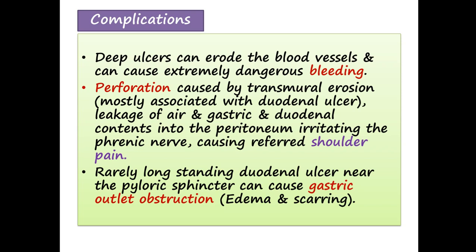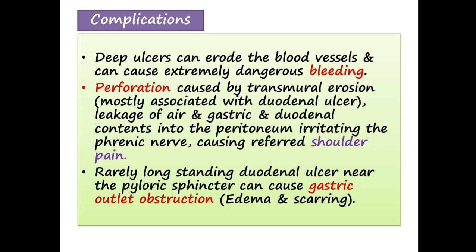The second complication, in addition to the bleeding, is the perforation. And perforation will occur when the peptic ulcer erodes the whole length of the gastric or duodenal wall. This is particularly common in the duodenum. And we say that this is a transmural erosion which involves all the layers of the wall of the stomach or duodenum: mucosa, submucosa, muscularis mucosa, and the serosa.